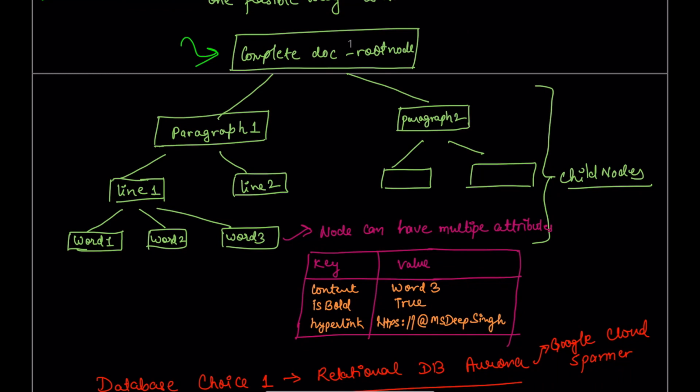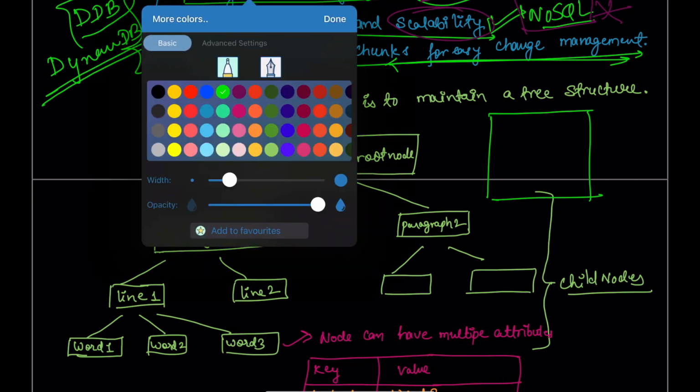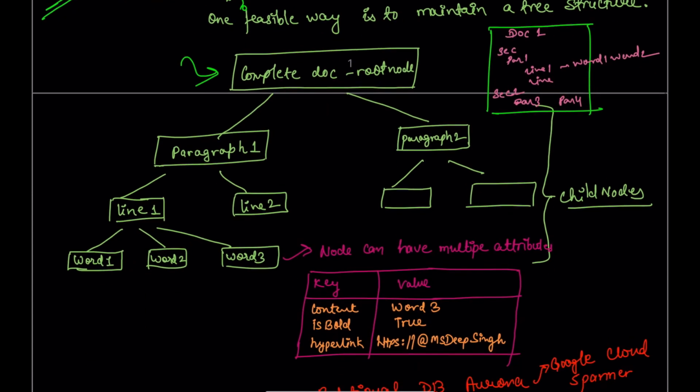Let's say this is your document. Let's use a different color pen. This is your title, doc1. This is your section 1. In this section 1 you have paragraph 1 and multiple lines, line 1, line 2, and in all the lines you have, let's say, word 1, word 2. Similarly you have section 2. In this you have multiple paragraphs, paragraph 3, paragraph 4. On these lines you might have got the gist.